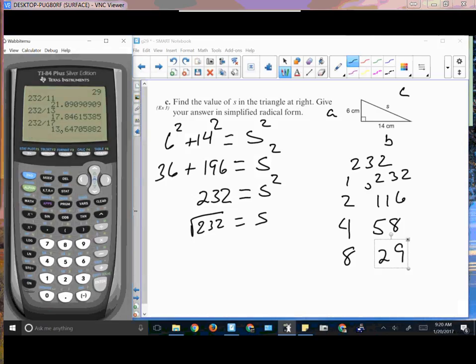So, what this turns out to be, 4 is the perfect square on here, correct? So this turns out to be 2 square root of 58 is equal to x. And there you go.